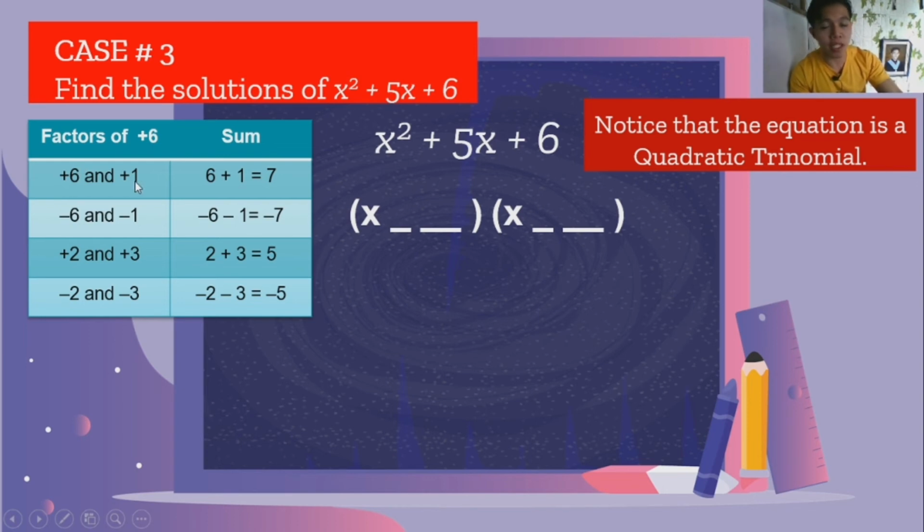Positive 6 and positive 1. Right? Okay. Negative 6 and negative 1. Positive 2 and positive 3. Negative 2 and negative 3. Right? Those are the factors of positive 6. Positive times positive, positive. Negative times negative, still positive. Okay? Now, why did I write a sum here?